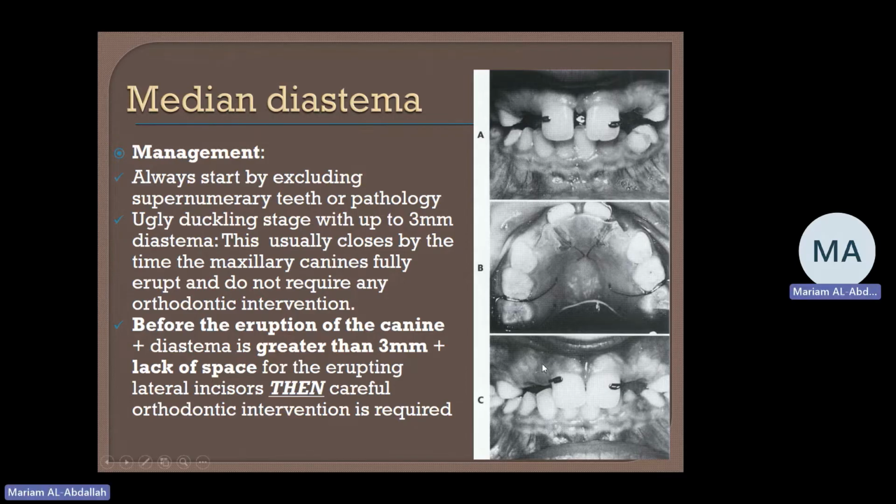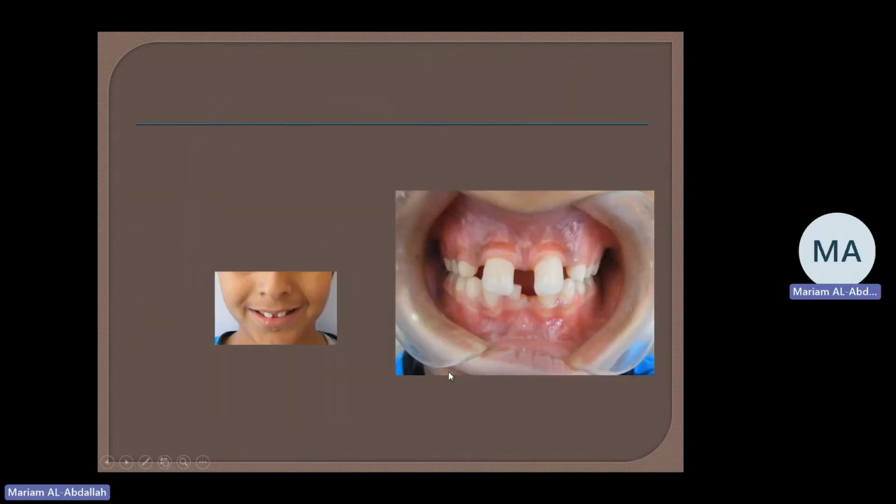Right? So this is the management of a patient who comes complaining of diastema. So this is an example of a patient. You know, if a patient comes to your clinic saying that he's being bullied at school, you cannot send him back saying, no, this is a normal physiological development. No, this is not normal. First of all, it's more than 3 millimeters. Second of all, the eruption of the lateral incisor is being compromised because there isn't enough space.